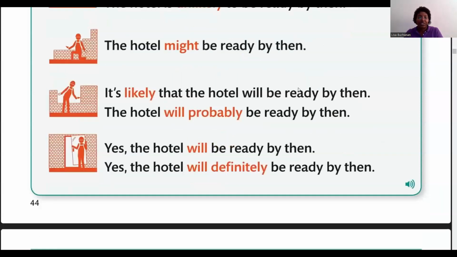And let's look at our last two. High, strong probability. Yes, the hotel will be ready by then. So we are saying definitely, yes, the hotel will definitely be ready by then. So very, very strong possibility. We're really saying, yes, it's a sure thing. It is going to be done.